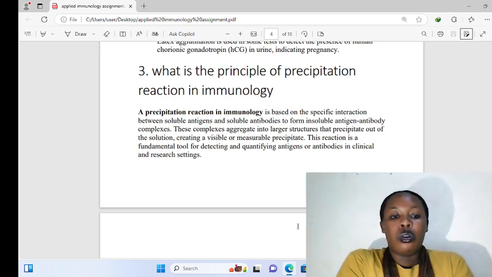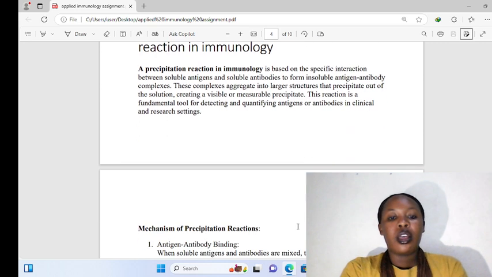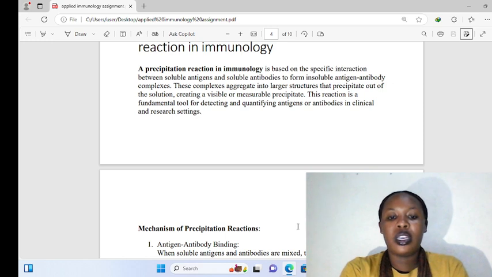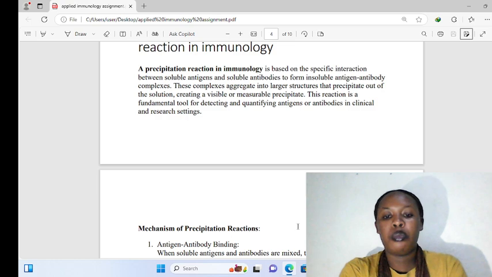Allow me to go on to the third question, which is asking about what is the principle of precipitation reaction in immunology. Let me start with precipitation reaction. Its definition in immunology is based on specific interaction between a soluble antigen and soluble antibody to form insoluble antigen antibody complex. This complex aggregates into large structures that precipitate out of solution and create visible or measurable precipitation.